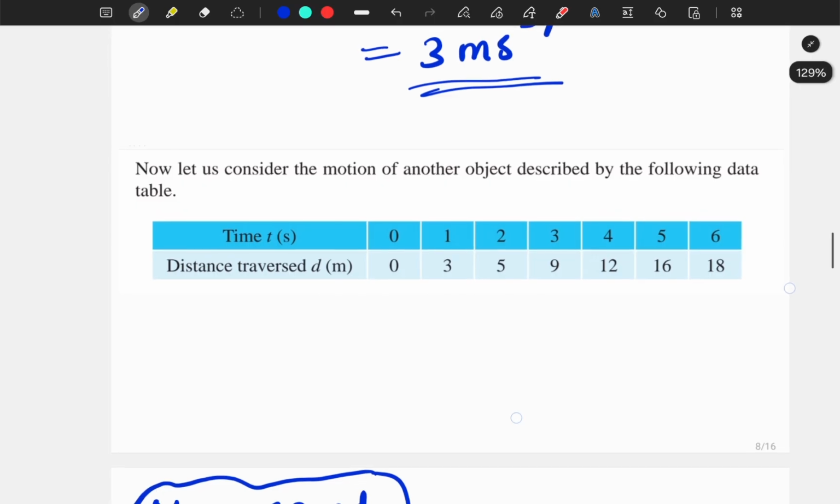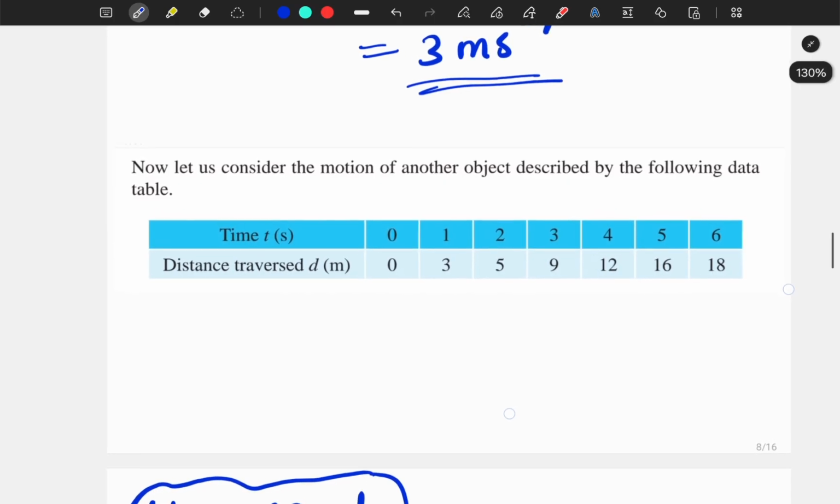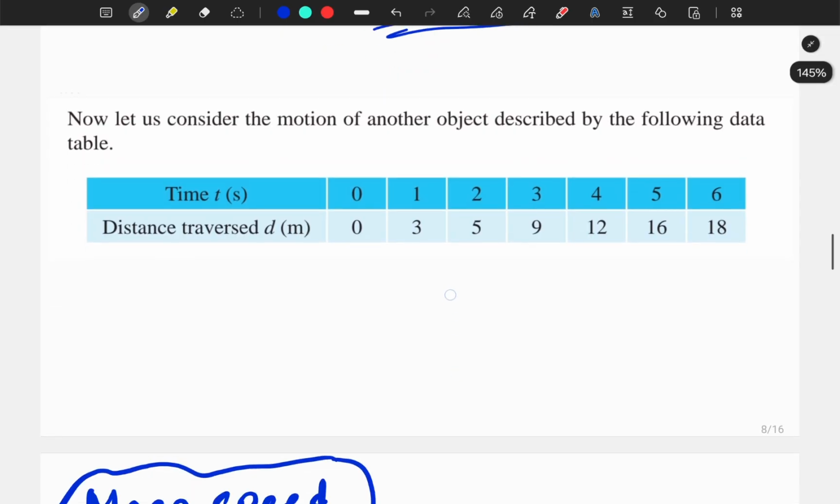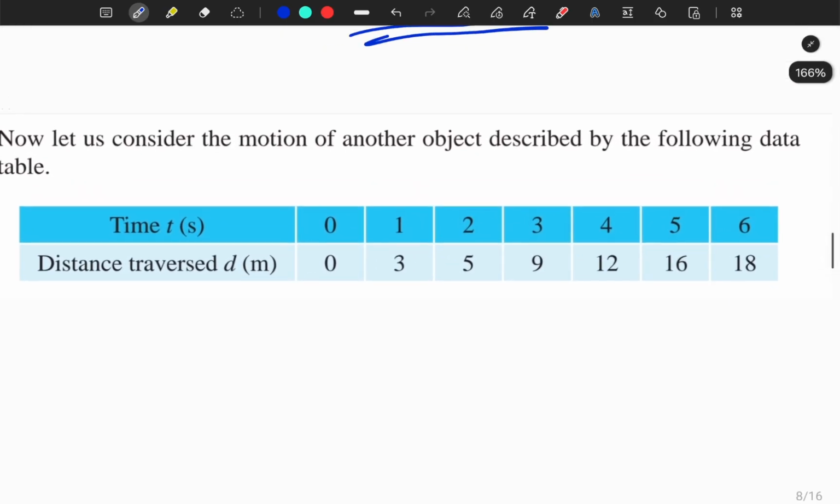So and also there is another table. The second table you can calculate. Now you guys can pause the video and calculate the speed for each second. Then let me know whether this is a uniform motion or a non-uniform motion. Pause the video and you can calculate it.